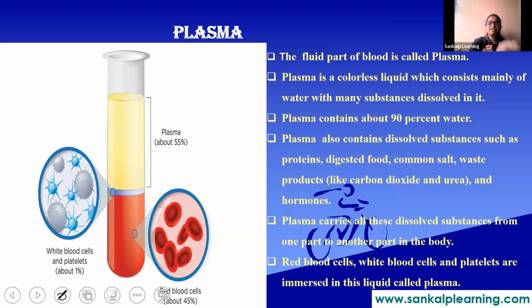So write side heading plasma, then write the first point, then write second point, third and fourth. Then after that, this point is there, no? Write the side heading as function. Then you write this point, the one which I enclosed in a bracket.